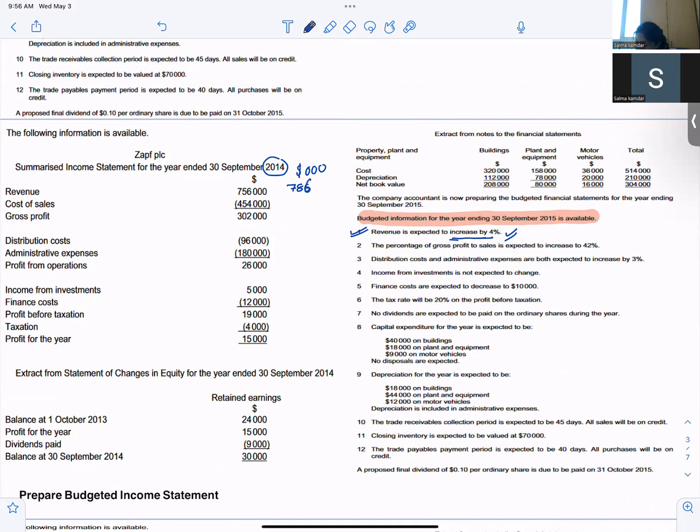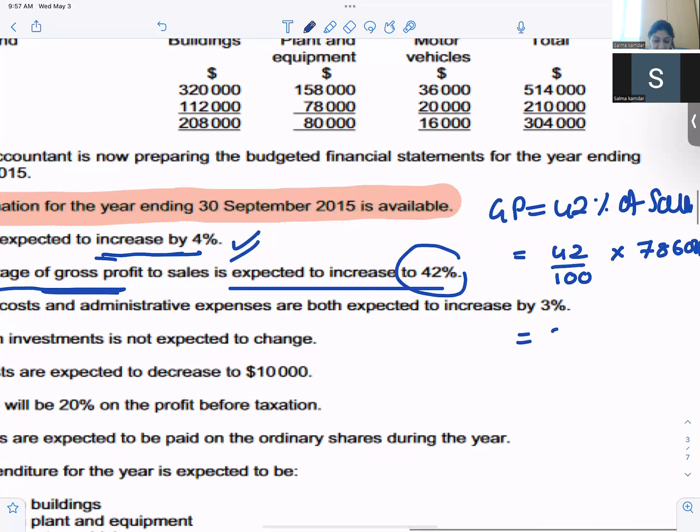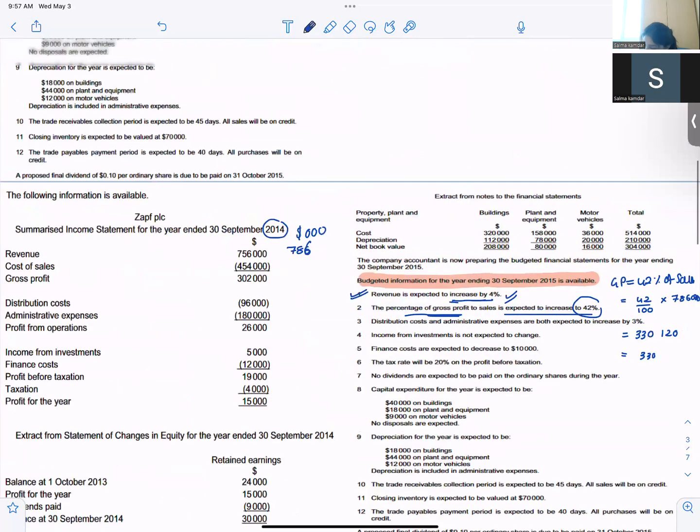Then they are telling my percentage of gross profit to sales is expected to increase to 42%. That means gross profit is 42% of sales. So 786,000 into 42% is going to give me 330,120. I have to round it off to the nearest thousand, so it will become 330. So my gross profit will become 330.